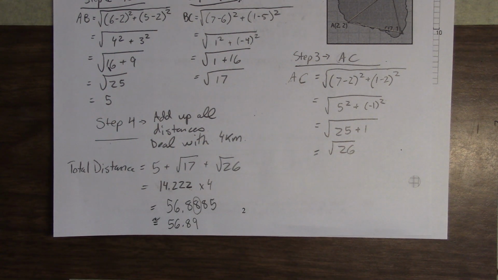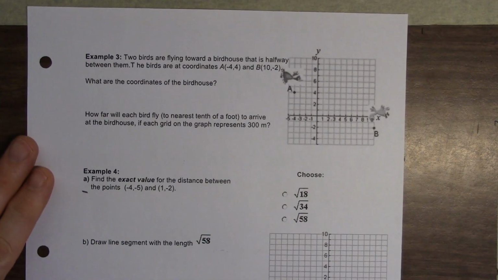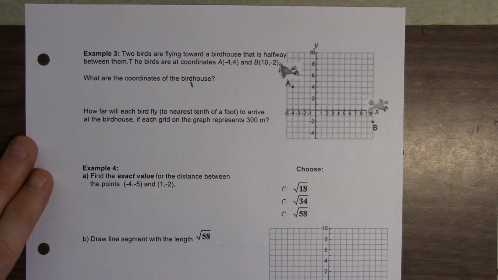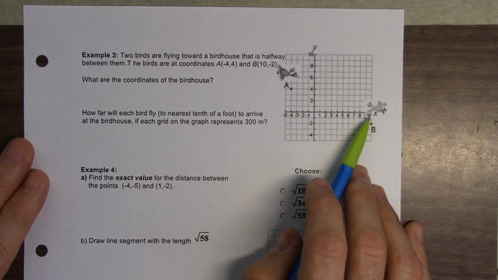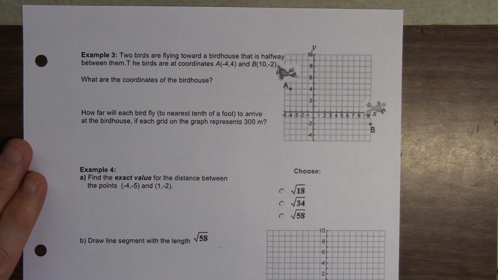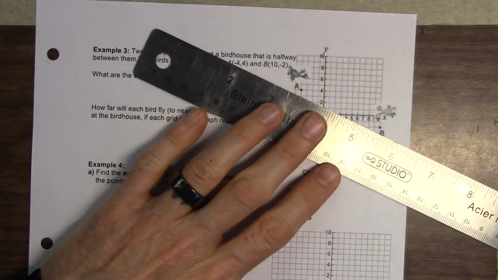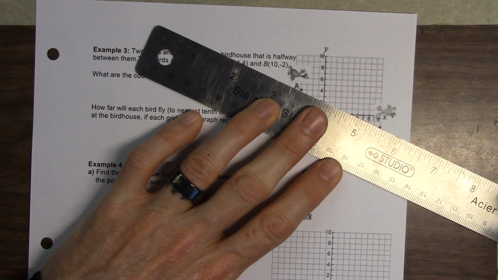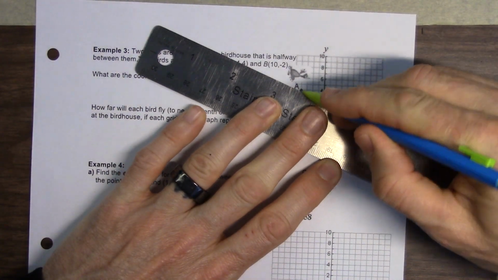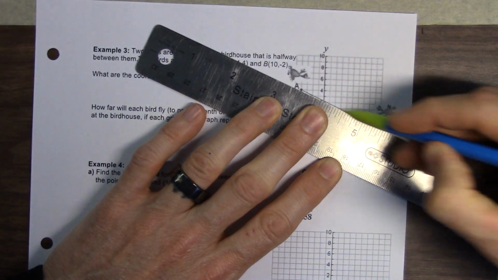Any questions with that one? All right, we still got work to do. Let's go. Example 3. We got 2 birds now. I don't know if you can see them here, but there's a little bird here and a little bird there. And they're flying towards a birdhouse that's halfway between them. Okay? So probably a good idea to draw a line. I'm assuming we're going to have to deal with that distance formula again, since that's what this whole lesson's about.